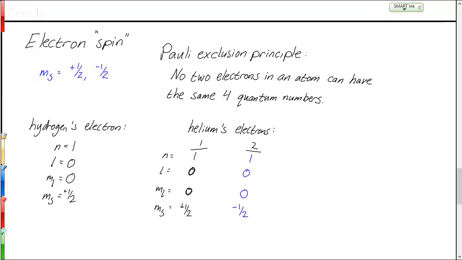Okay, so let's jump up to the next one now. Lithium's next. How many electrons does lithium have? 3. So let's list the 3 here. And we want to always have the lowest possible energy first, because electrons want to have as low energy as possible. So that means these first two are going to be the same.